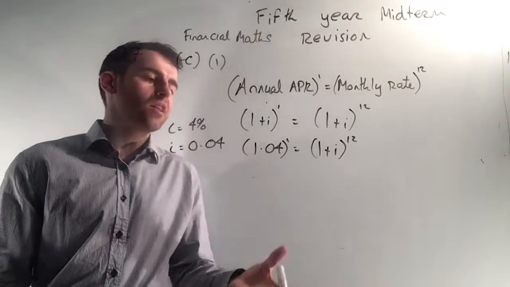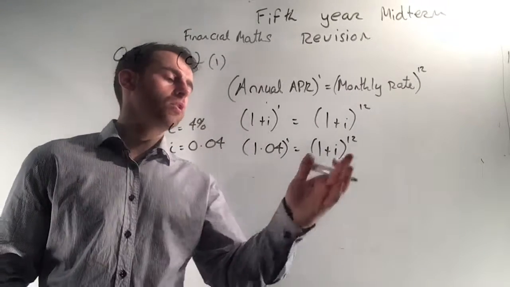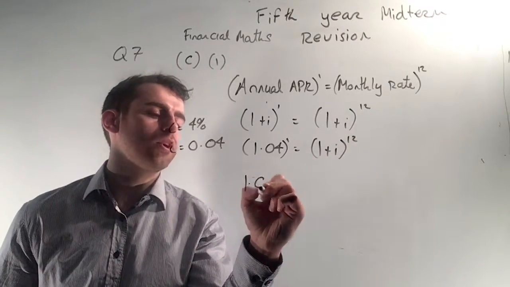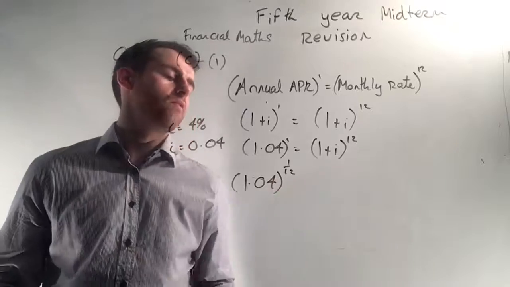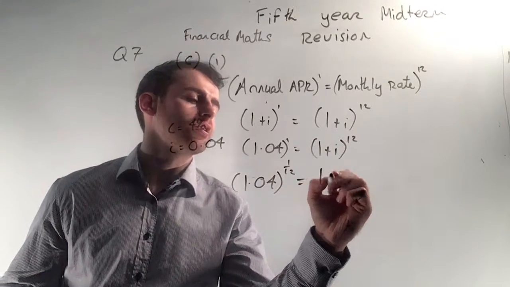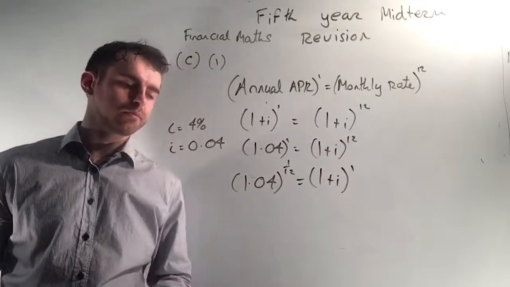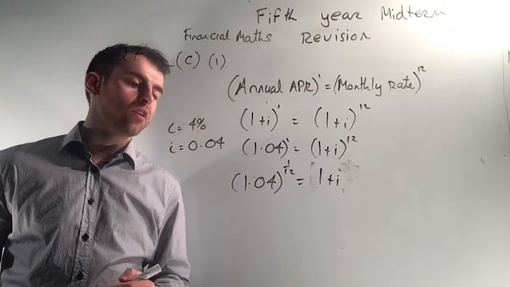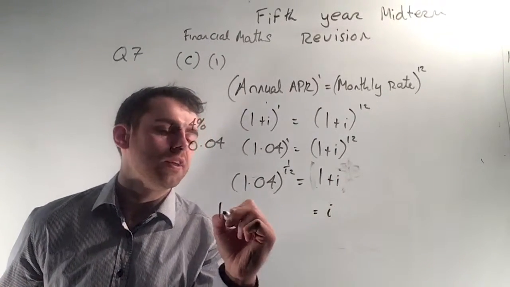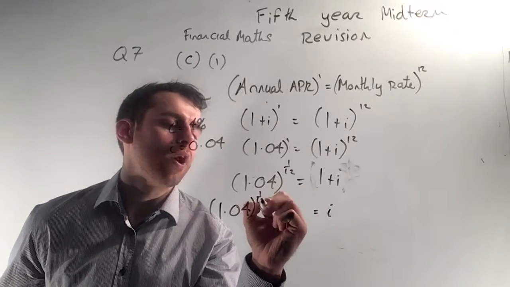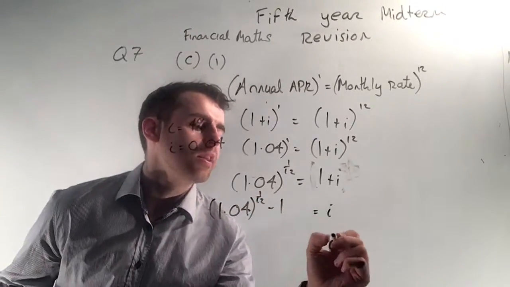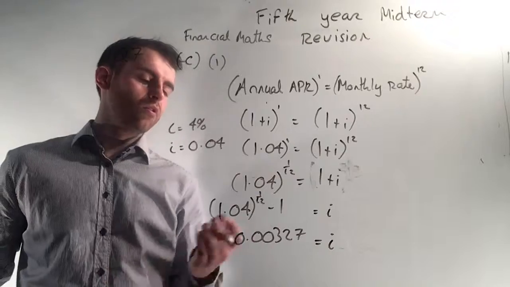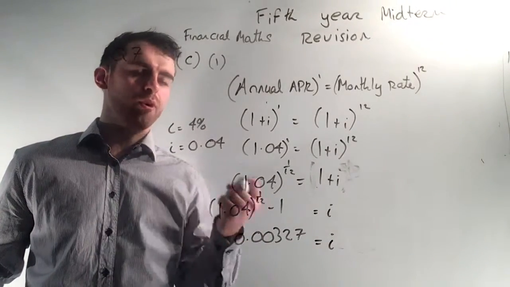And at this stage, you can just view it as algebra. You're just trying to isolate your i. In order to get rid of the to the power of 12 here, you can write this as 1.04 to the power of 1/12. If I get the right-hand side to the power of 1/12 as well, I just end up with 1 plus i to the power of 1. Clearly, I don't actually need the brackets there because it's to the power of 1. So if I want to get i on its own, it's just going to be all of this, 1.04 to the power of 1/12 minus 1. Which means that i, in this case, the interest rate, is going to be 0.00327. Or in other words, 0.327% per month.